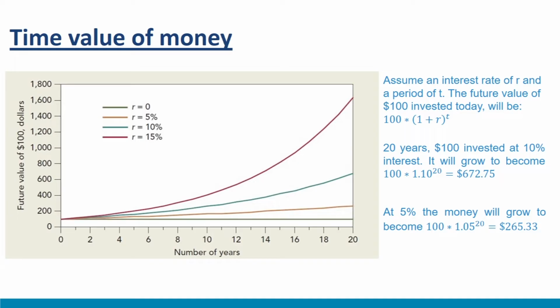Consider the following two cases. $100 invested for 20 years at 10% interest will grow to become 100 into 1.10 raised to the power 20 equal to $672.75. At 5% interest rate, the money will grow to become 100 into 1.05 raised to the power 20 equal to $265.33. Often, this R is the interest rate that is available to you in instruments such as bank FDs and financial markets. Remember the concept of opportunity cost.